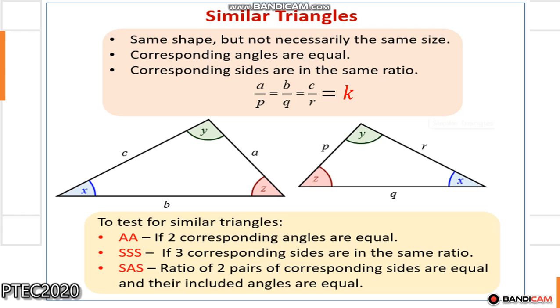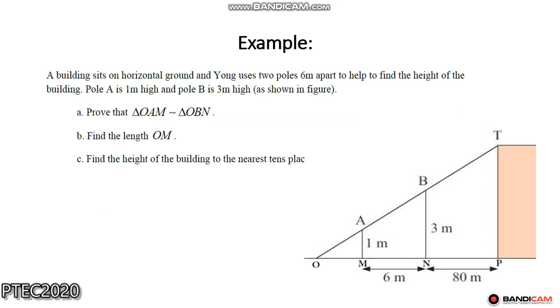So remember that in order to prove that two triangles are similar, we just look for the three conditions as here: AA, SSS, or SAS. So this is the example for use.